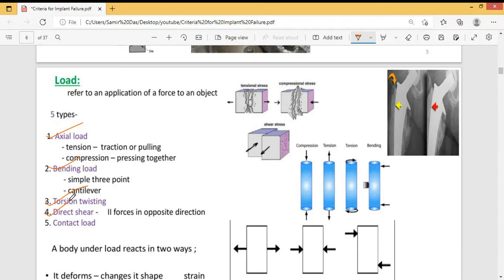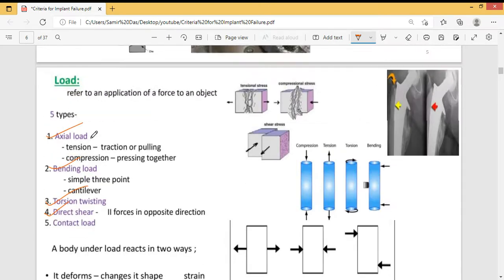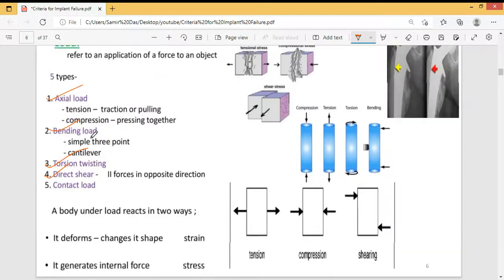But in the case of a dental implant, we basically don't have any torsion or twisting. We are basically dealing with fatigue load. Okay, we will discuss it in the dental implant part as well. So this is the common load we basically see in the case of a total hip joint or knee joint.